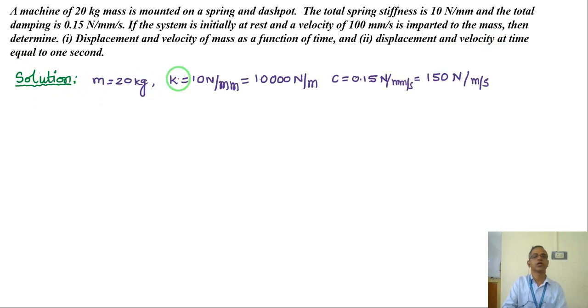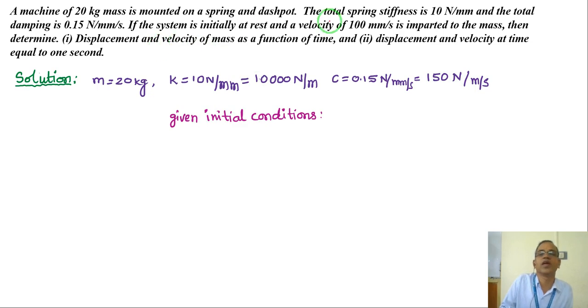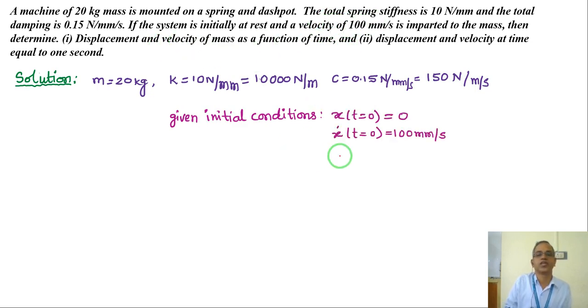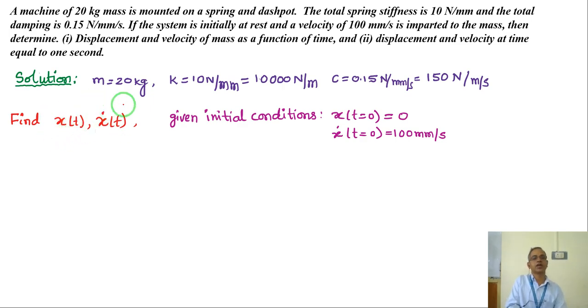So this is the solution. Given things: mass, stiffness, which converted into Newton per meter is 10,000, and damping factor, which is 0.15 millimeter per second converted into meter per second, which is 150 Newton per meter per second. And the initial condition given here is initial velocity. So displacement is 0 at time t equal 0. At time t equal 0, velocity is given as 100 millimeter per second, right?